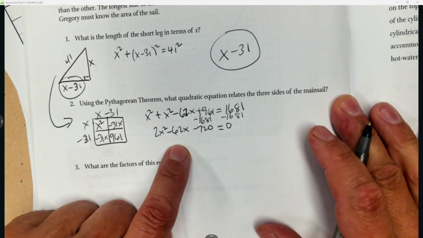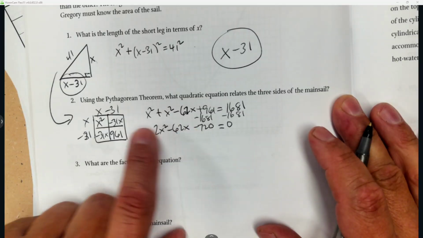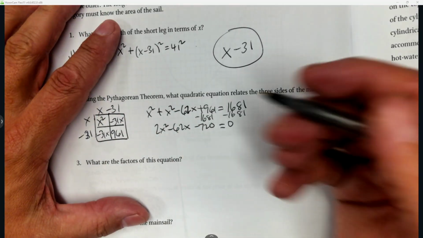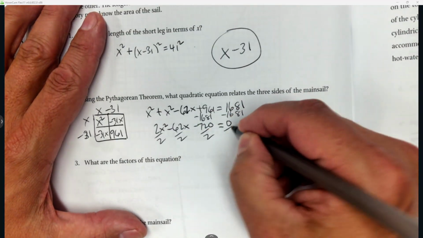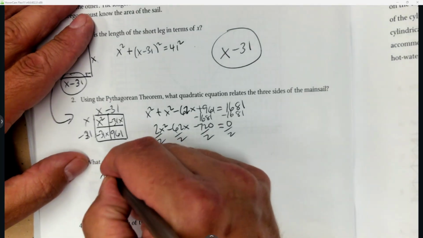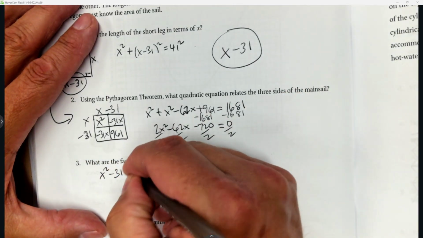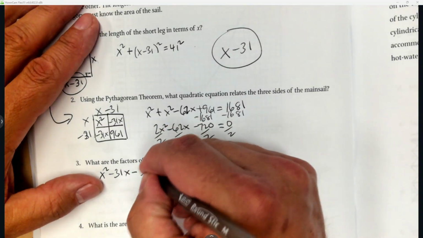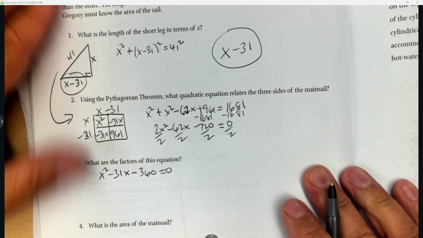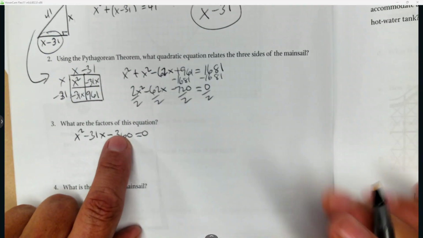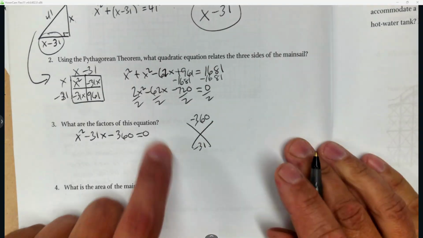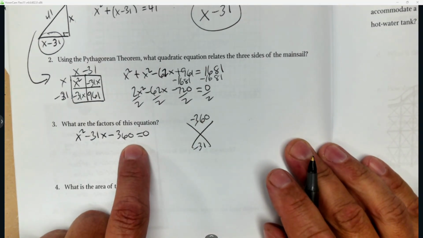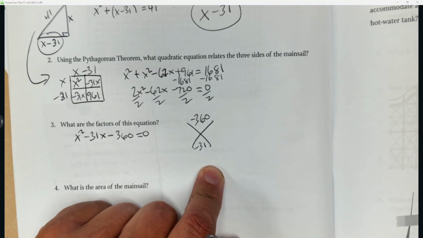So the next thing I notice is I can simplify this because 2 goes into everything evenly. So I'm going to divide everything by 2. And then we're going to carry this down here. So we have x squared minus 31x subtract 360 equals 0. Now, we do have a trinomial, and I'm looking for what are these two numbers. What are two numbers that multiply to 360 and add to negative 31?